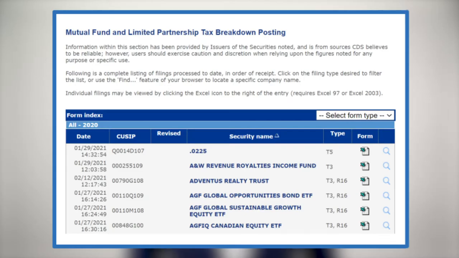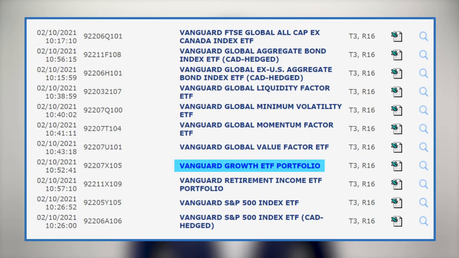You can sort the funds alphabetically by clicking on the Security Name heading, and then scroll until you find your ETF. Then, click on the Excel icon to the right of the fund name. If there are multiple entries with the same name, click on the Excel icon with the letter R to the left of the name. The R indicates a revised tax breakdown.